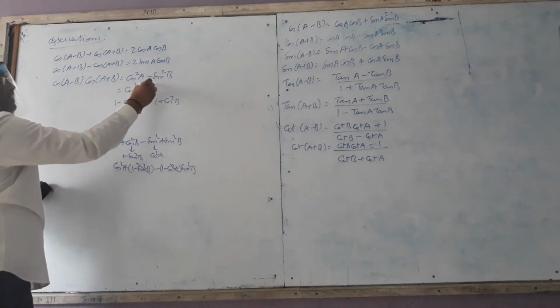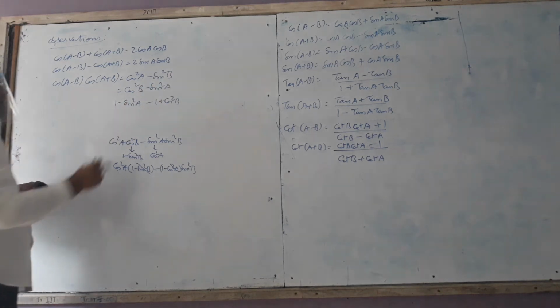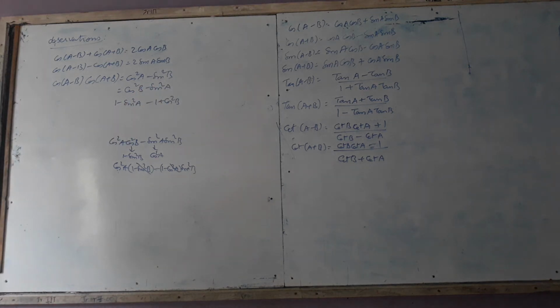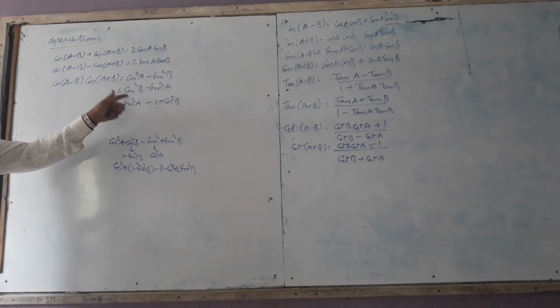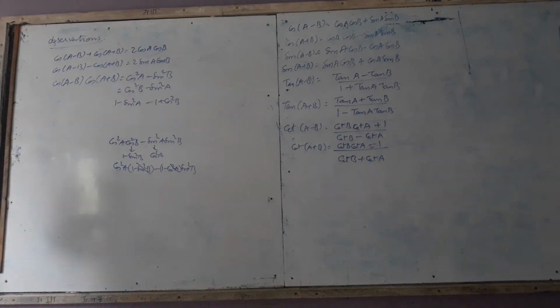Cos square B minus... So you can also write, sir, cos square B sin square A also. So either in terms of cos square A sin square B or cos square B sin square A. Okay, right.